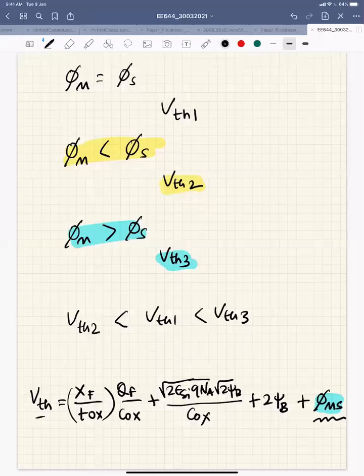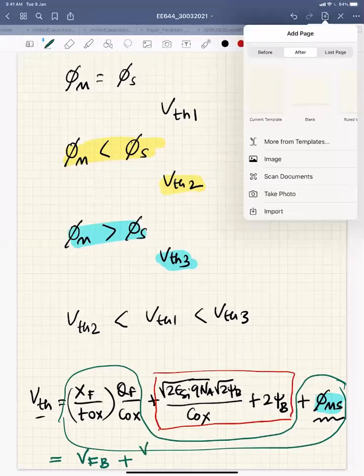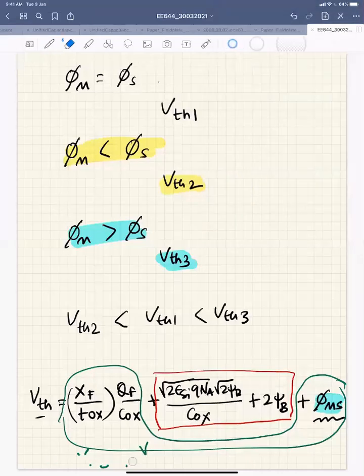So if I look at this equation, these two terms are always there. These two terms are my intrinsic transistor, right? And these other two terms are coming because of the non-ideal case, right? So this phi ms and xF by Tox times QF by Cox, in total I could write as the flat band voltage. These two terms are called the flat band voltage plus your... okay, let me write it down on the next page. Please ask me questions if you don't follow me, right?